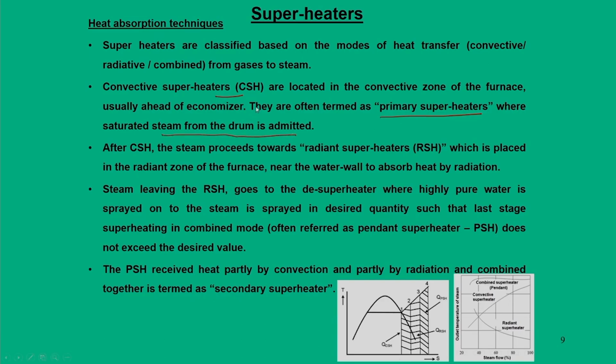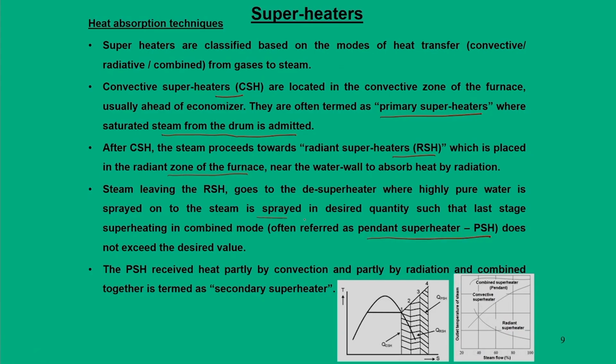admitted. Now, after convective superheating, the steam proceeds towards the radiant superheater, which is placed in the radiant zone of the furnace. Radiant zone means it is close to the wall of the furnace, so as to absorb the heat only by radiation. Now, steam leaving the radiant superheater goes to the de-superheater, where highly pure water is sprayed into the steam at a desired quantity, such that the last stage of superheating, or combined mode, is normally done. That is called the pendant type superheater.